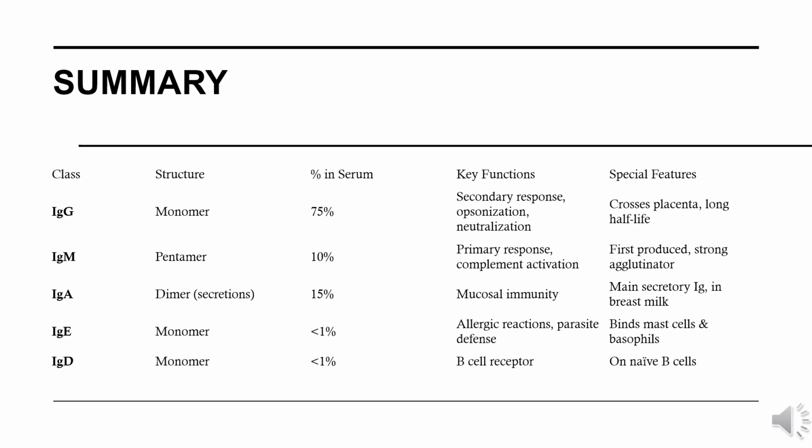In the last column, the main features of these antibodies are given. For IgG, it can cross placenta and its half-life is the longest among the other antibody classes. IgM is the first expressed antibody on the B cells, and the next IgA is the main secretory antibody in the breast milk. IgE can bind with the mast cells and basophils, and the IgD is present on the naive B cell.